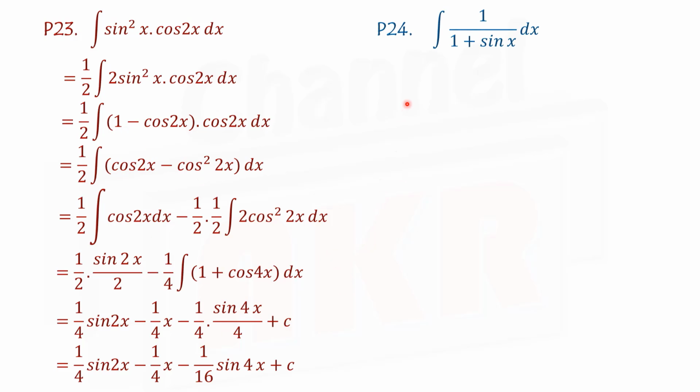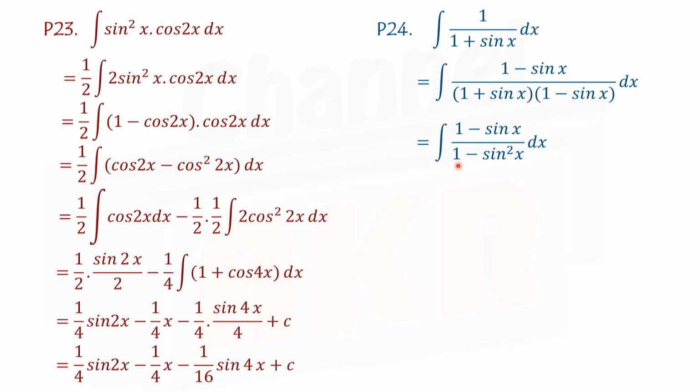Right, 24, another problem. This is quite different from others and very important, 1 by 1 plus sin x. What can we do with this? 1 plus sin x, we have no formula right now. So we do a special operation like this, multiplying numerator and denominator by 1 minus sin x. By this we get, in denominator, 1 minus sin square x. Okay, then 1 minus sin square x is again cos square x.